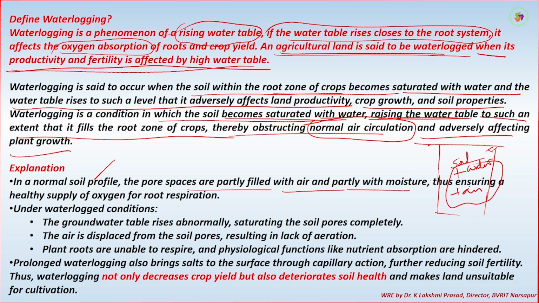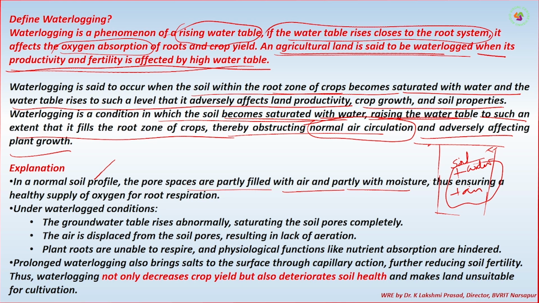But what will happen, because when the water table rises, this entire air is being absorbed by water and the whole thing is filled with only water. So naturally, the plants cannot respire. When the plants cannot respire, they cannot grow. That's how it happens. So that is why waterlogging is a dangerous phenomenon which you need to observe.